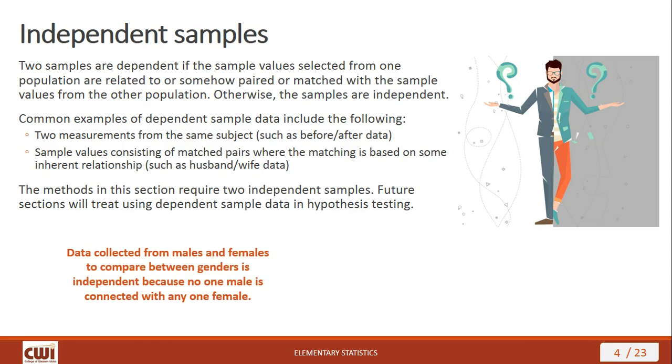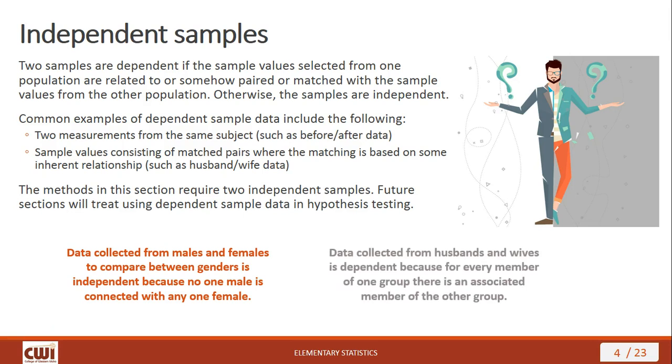So, for example, if we have data collected for males and females to compare between genders, that would be classified as independent data because no one man can be paired with any one woman. However, if we have data collected from husbands and wives, now that's a different story because that marriage relationship provides a connection between one unique data point in the first group with another unique data point in the second group. And so that data would be characterized as dependent.